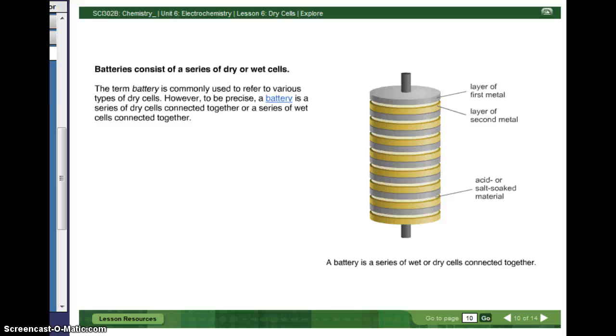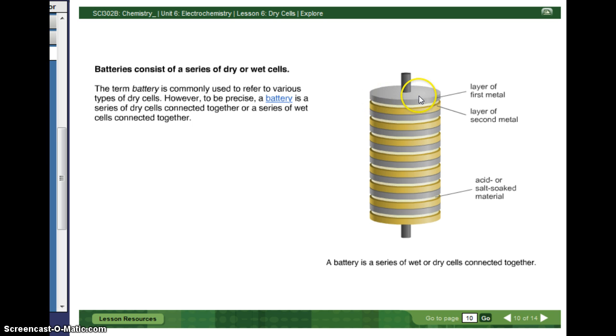This is part 2 of 6.06, dry cells. Batteries consist of a series of dry or wet cells. The term battery is commonly used to refer to various types of dry cells. However, to be precise, a battery is a series of dry cells connected together or a series of wet cells connected together. So a battery is a series of wet or dry cells connected together.